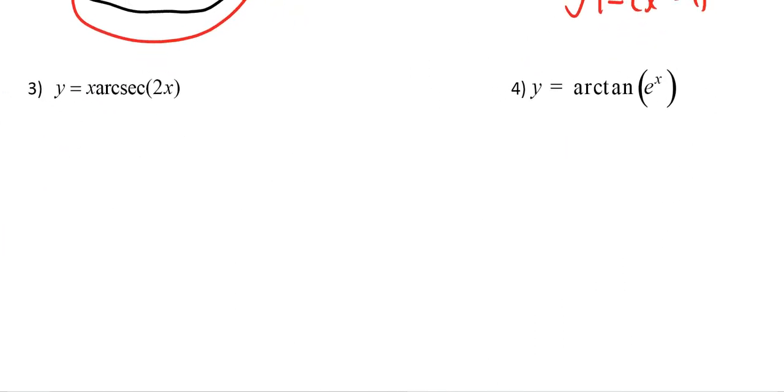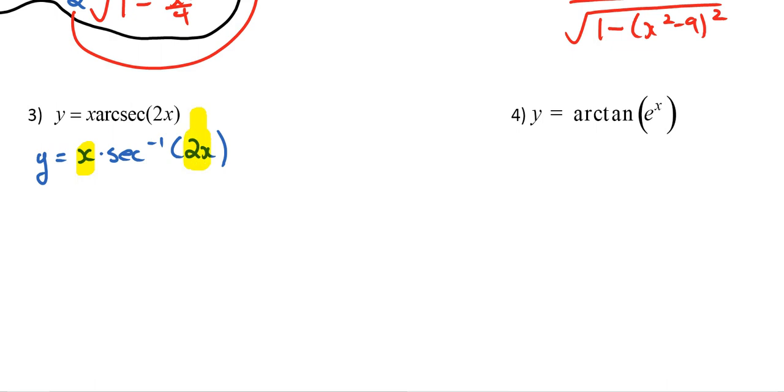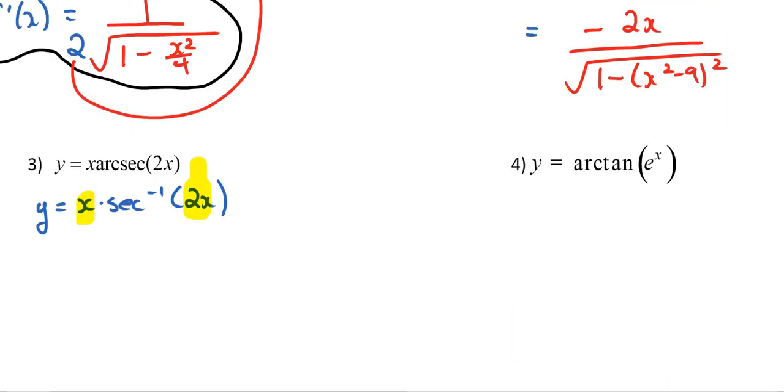y equals arc secant 2x. So this is the same thing as y equals secant inverse of 2x. Okay, and now that you see there's an x term there, that's a good indicator that you're probably going to have to use the product rule. And since you see the 2x here inside the theta position there, that's another good indicator that you need to apply the chain rule.